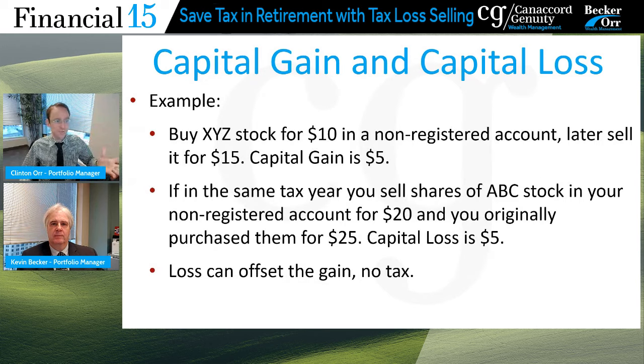We'll do a quick stock example. Say you have a non-registered investment account. You buy $10 of XYZ stock. Later, you sell it for $15. Well, that's good. You bought it for $10, sold it for $15. You got a nice $5 gain there. If in the same tax year, the same calendar year, you sell shares of ABC stock that you originally bought for $25 and you end up selling for $20, you have a $5 loss. Well, in this example, you can use that capital loss to wipe away your capital gain. They completely offset, and there's no income to be claimed on your tax return.